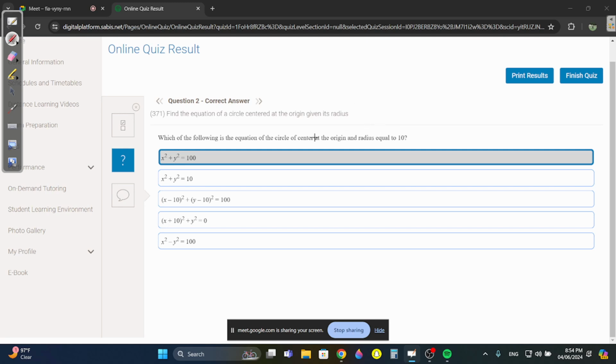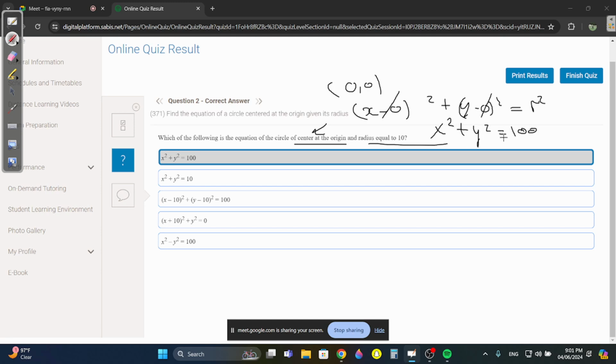Question 2. The center is at the origin and the radius is equal to 10. Center at the origin means the center is (0, 0). That means (x - 0)² + (y - 0)² = r². So just x² + y² = 100, since 10 squared is 100.